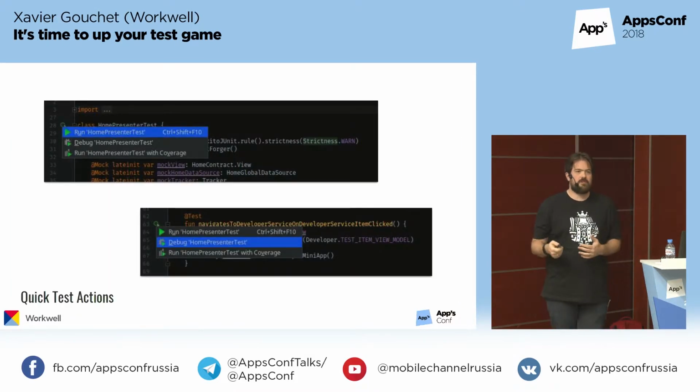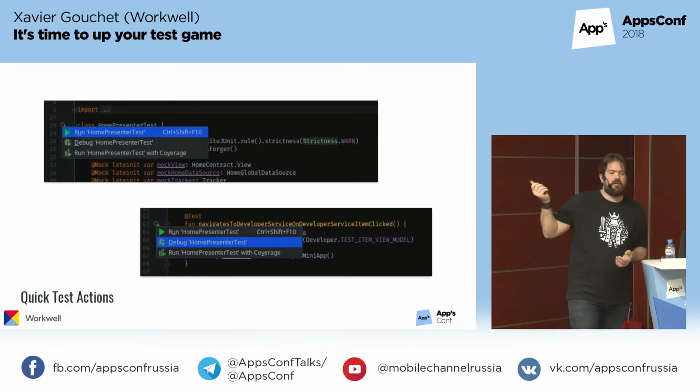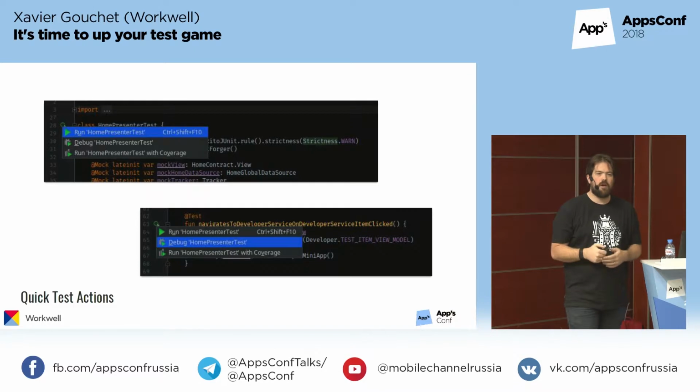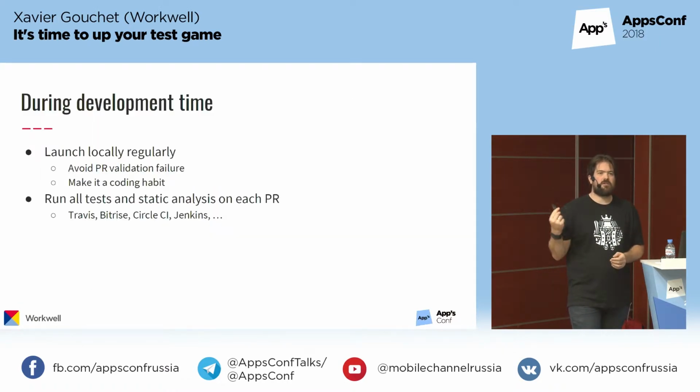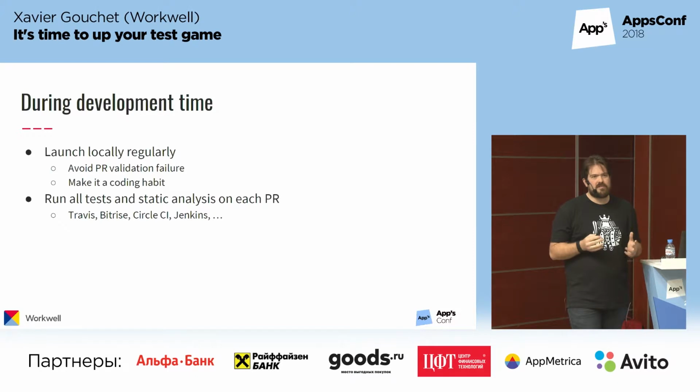From within Android Studio, you can run your tests directly, which is very helpful, and you can debug them from Android Studio. You can also have some Gradle tasks to run them for you from the command line. And you can launch them locally regularly. So if you do TDD, you launch them all the time. If you don't do TDD, you still need to launch tests regularly while you develop your features. And you can also run them all on a CI server.